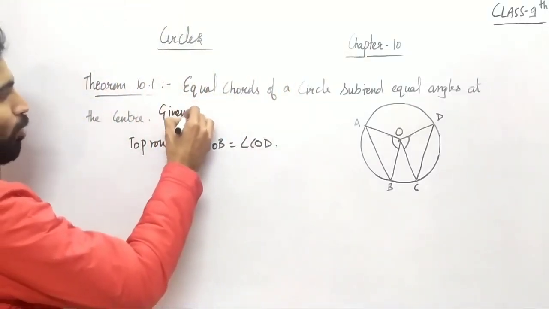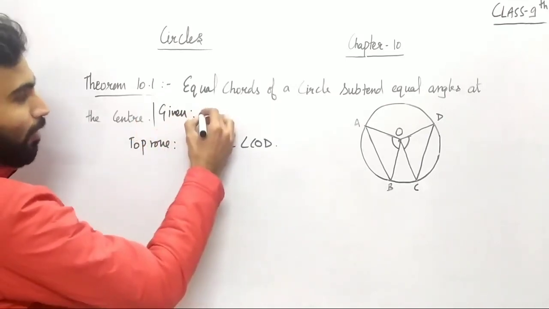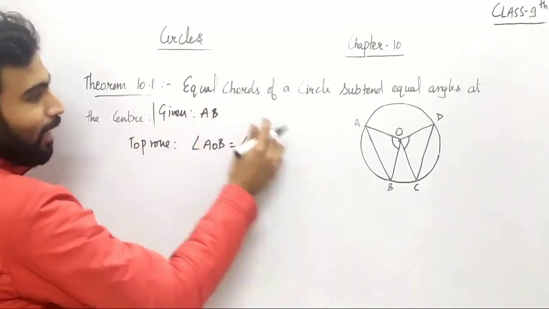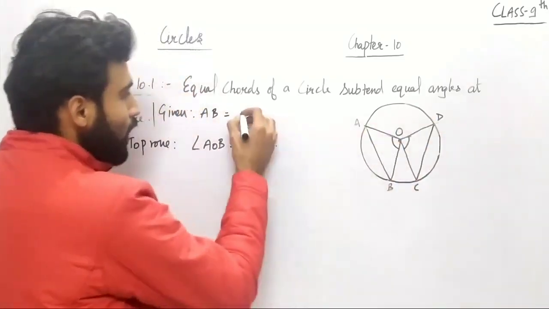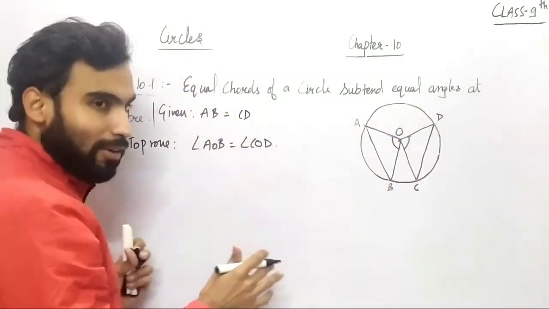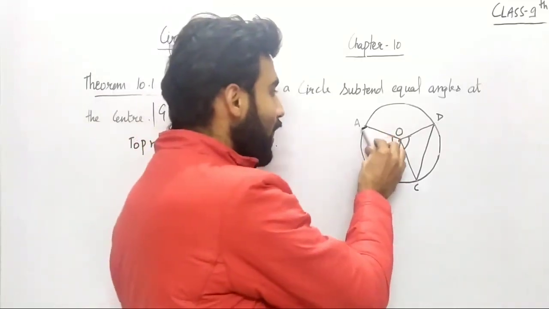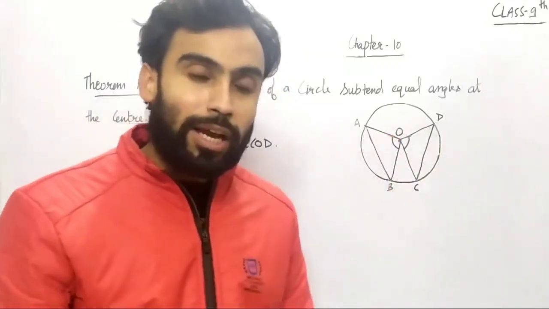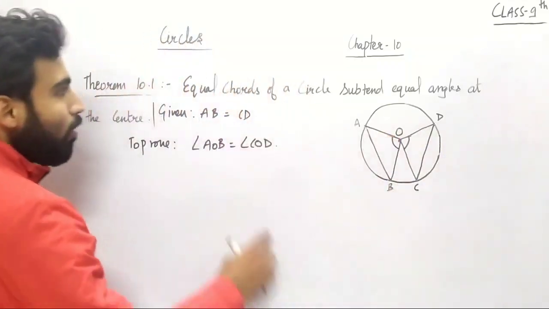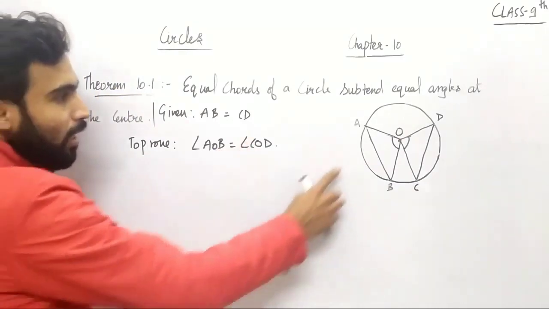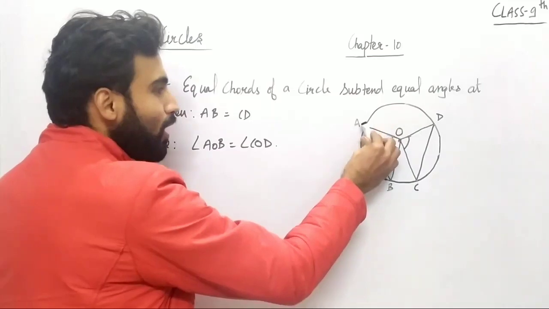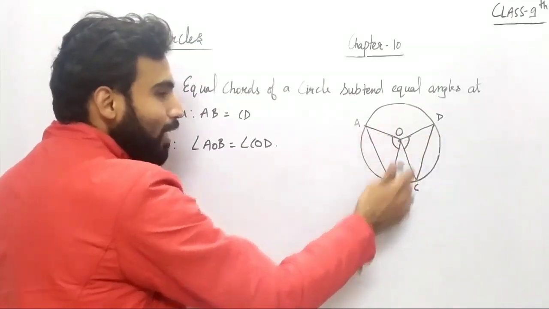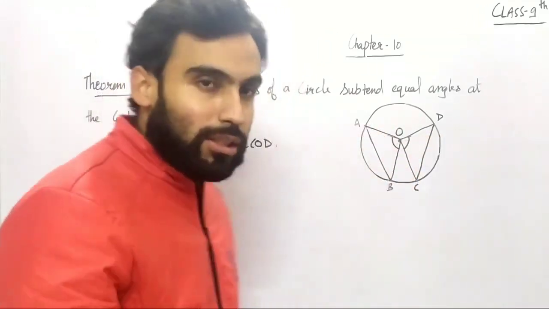So what is given to me is that this chord AB is equal in length to CD, right? So this is given here, that these two chords AB and CD, what is their length? Equal, right? And we have to prove that angle AOB is equal to angle COD. That means these two chords which make angles at the center, what will those be? Equal, right? This is what we have to prove.